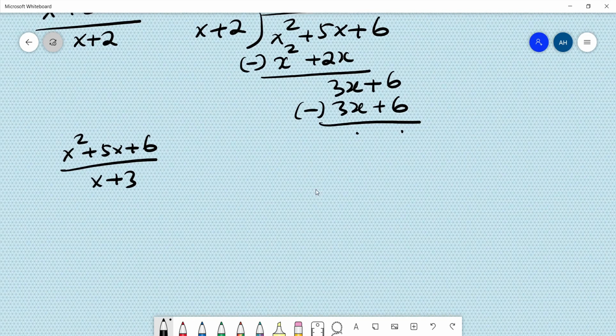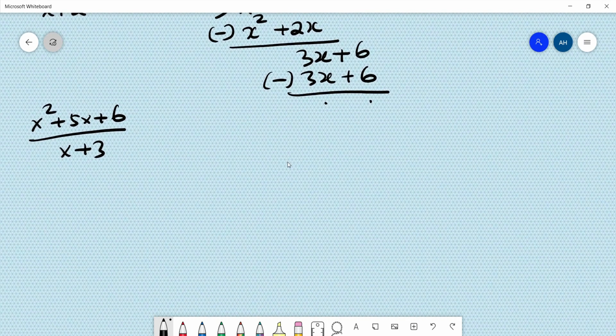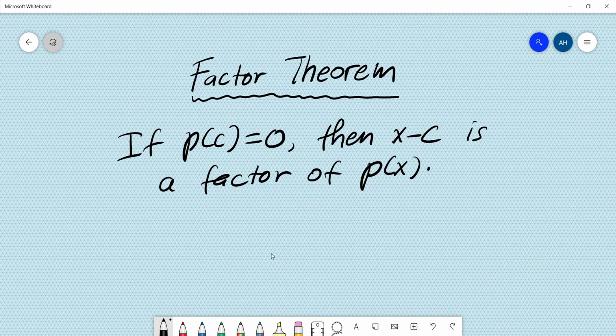Alright, now the problem is, suppose that we are given a polynomial, and we are asked to factorize that polynomial. Now the question is how to do that, how to factorize a polynomial, and that's where factor theorem comes into play. Now let's see what factor theorem says.